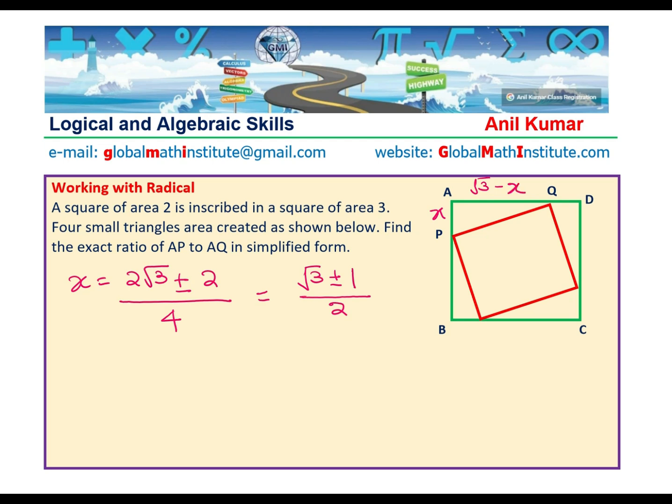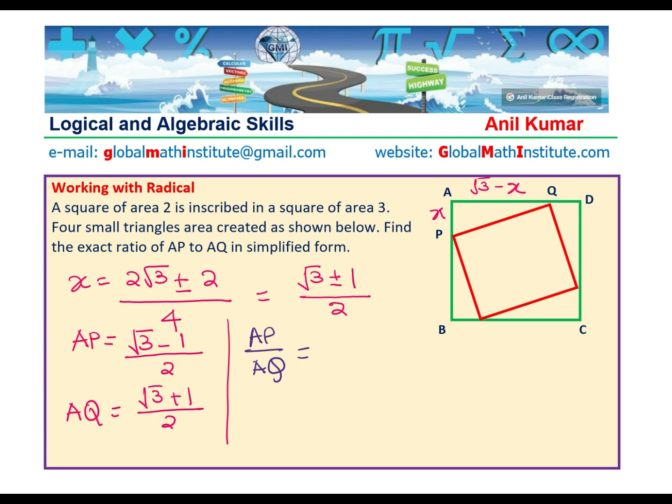So what we get here is the two lengths. AP being the smaller one will be square root 3 minus 1 by 2, half of this, right? And AQ, which is longer, will be the other value, square root 3 plus 1 over 2. Perfect. Now, the ratio AP over AQ will be square root 3 minus 1 over square root 3 plus 1. You get the idea. So that is the ratio.